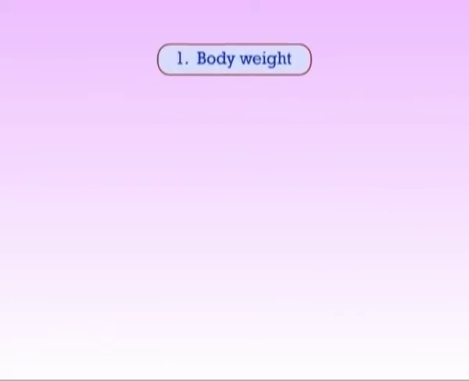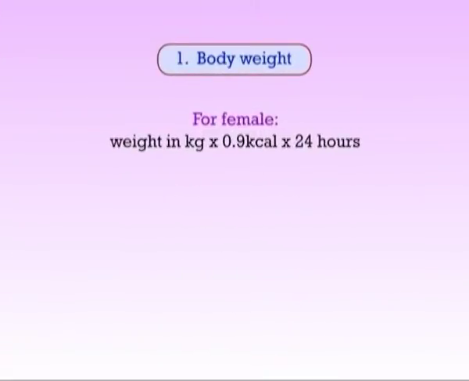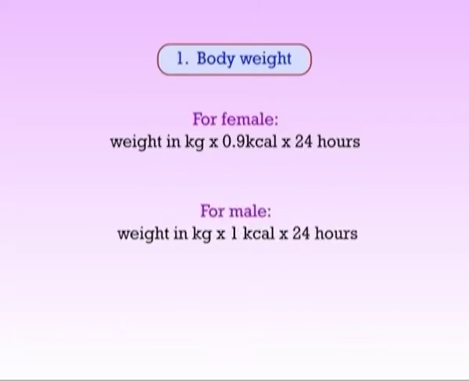Next, we'll see the determination of basal metabolic rates by calculation. Basal metabolic rate can be calculated not only by direct and indirect calorimetry but also by using the following formula. First is using the body weight. With the formula, for female, body weight in kilogram multiplied by 0.9 kilocalories into 24 hours. For male, body weight in kilogram multiplied by 1 kilocalorie into 24 hours.